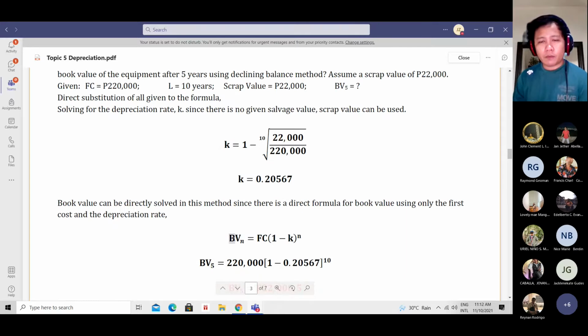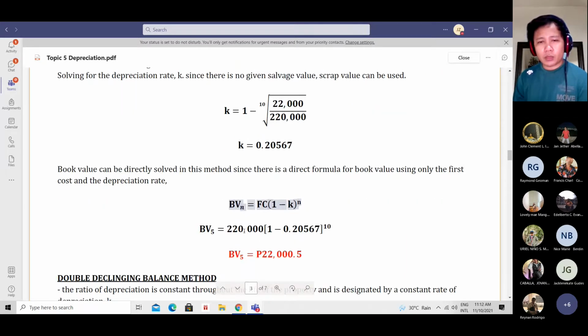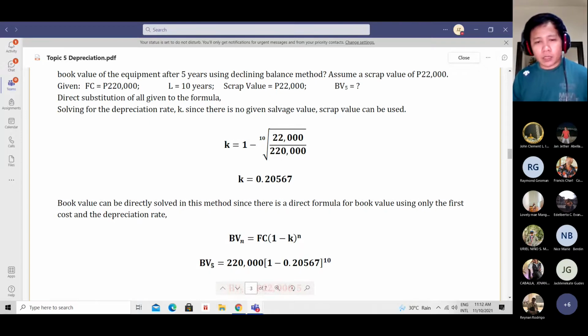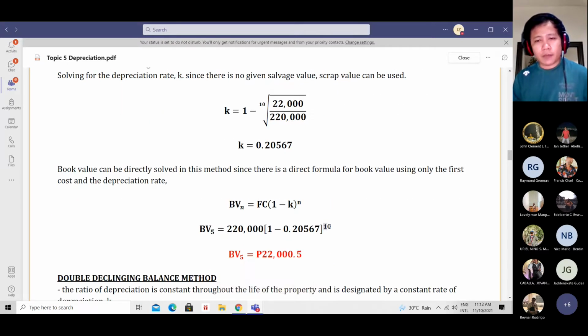So again, for the book value, you have first cost times 1 minus k to the power of n. You have 220,000 times 1 minus 0.20567. You have here your k. Here is the mistake. Instead of 10, it should be 5. I made a mistake: I used 10, but what we are looking for is the book value on the 5th year. Take note of this one, it is 5.